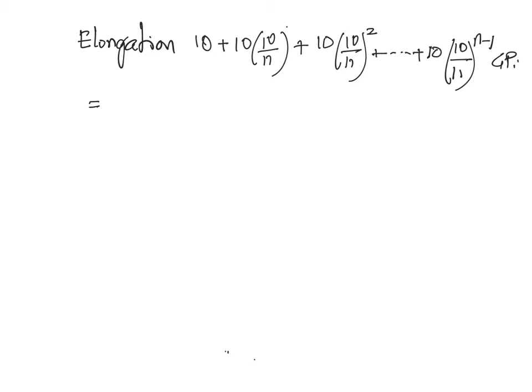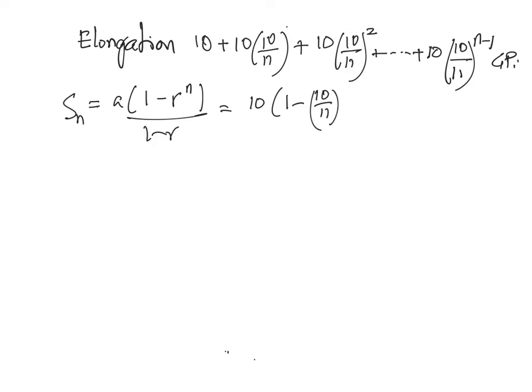Formula: Sn equals a times 1 minus r power number of terms, there are n terms here, over 1 minus r. And your a is 10. r is 10 over 11. Number of terms is n. So it is 10 times 1 minus 10 over 11 power n, over 1 minus 10 over 11.